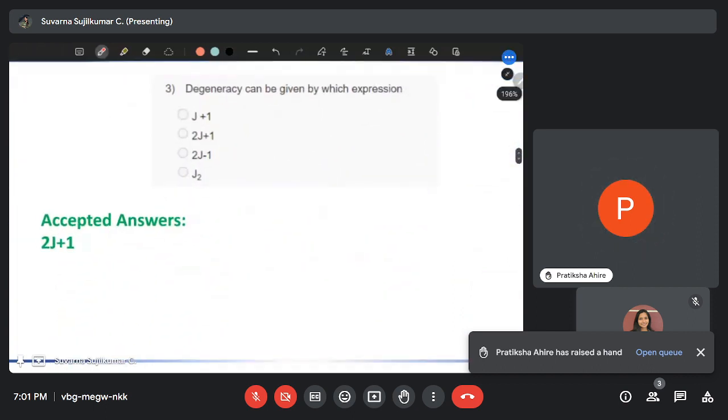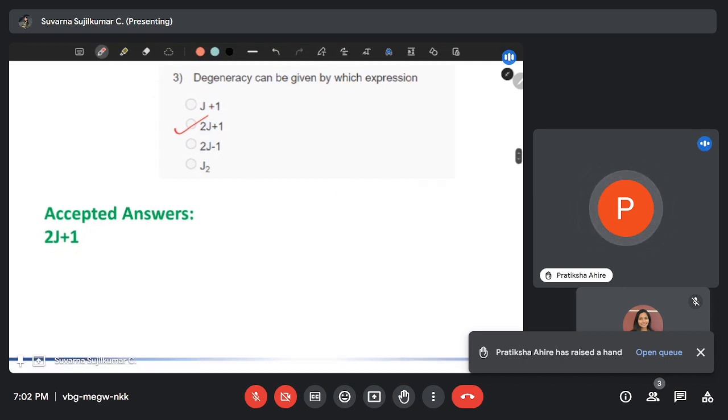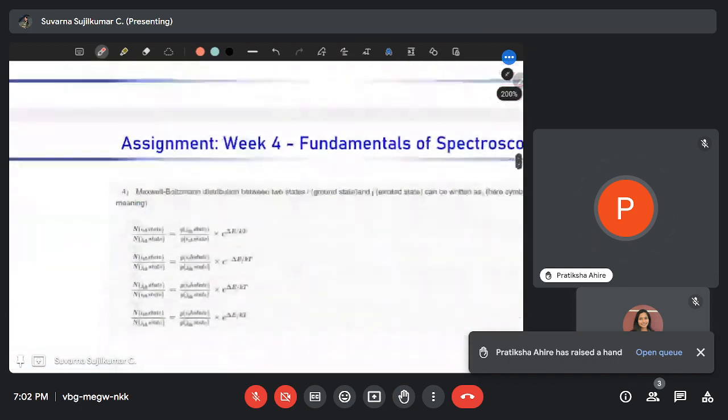Okay. The answer is 2j plus 1. We already discussed that in the last class as well. For a rotational quantum number j, the degeneracy is given by 2j plus 1. If j is equal to 2, we have a five-fold degeneracy with m = 2, 1, 0, -1, and -2. So that is the answer.